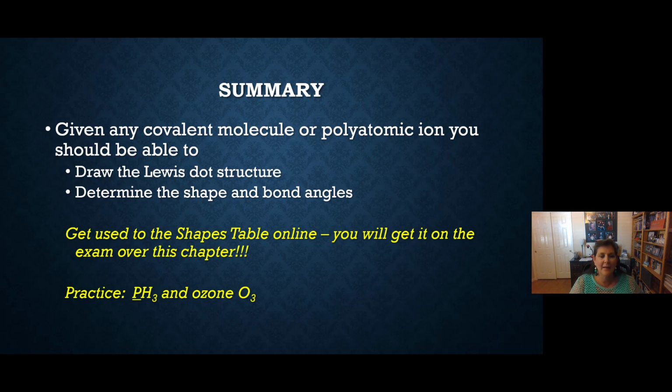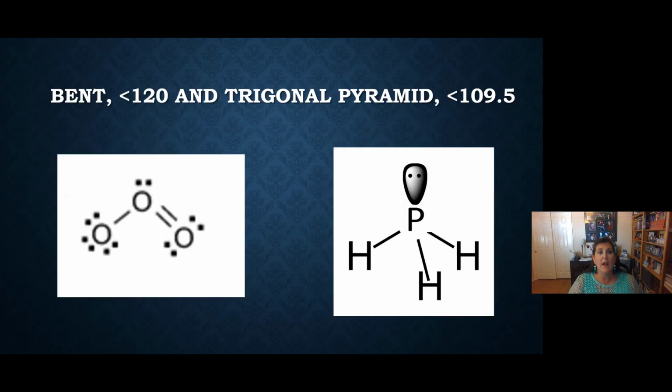All right, welcome back. So PH3 has P in the middle with 3 H's around it. Ozone's a little more complicated, O3. So 1 O in the middle with the 2 O's around it. And hopefully you got something like this. Let's look at PH3 first, right next to me.